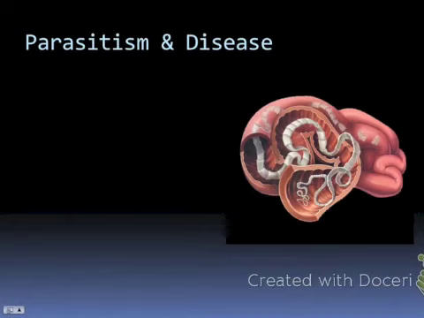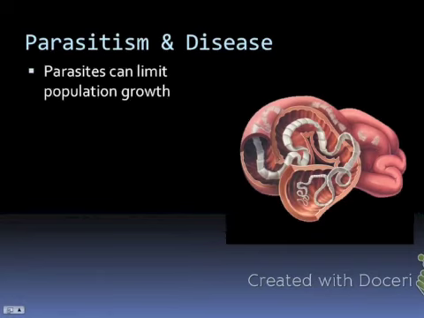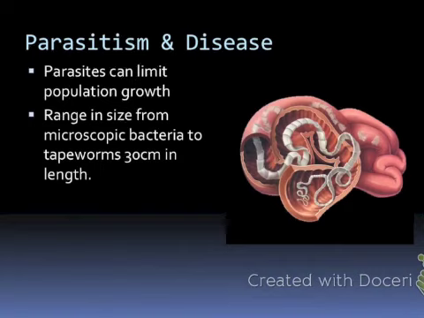Another density-dependent factor is parasitism and disease. Yes, that is a cartoon image of an intestine and a parasite in it. Parasites can limit population growth, and the more individuals you have in a population, the faster the parasite is going to spread, because it needs a host. Parasites can be just about anything. They can be microscopic bacteria.